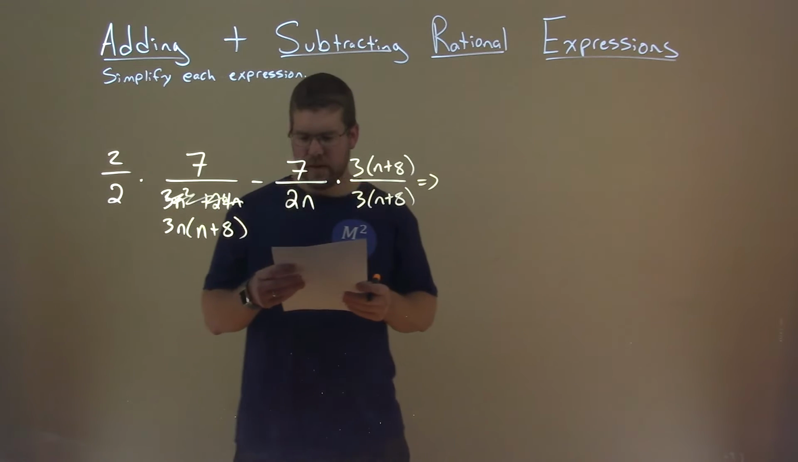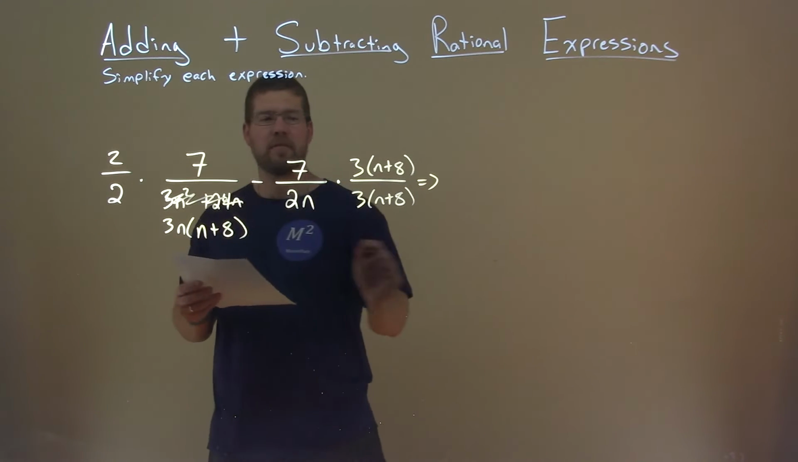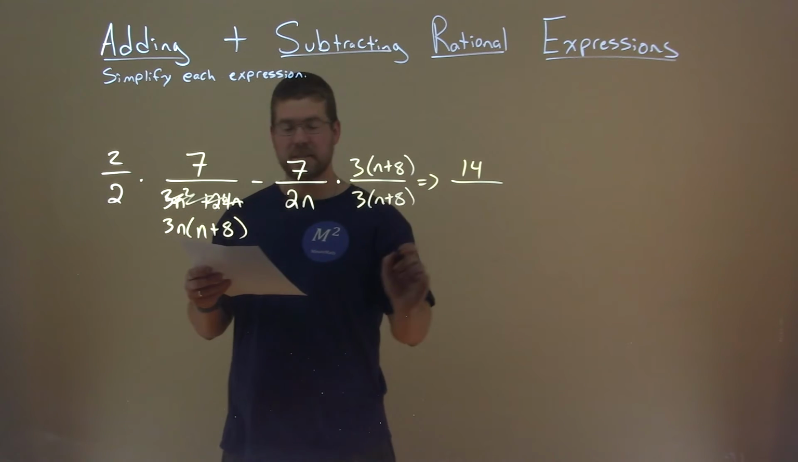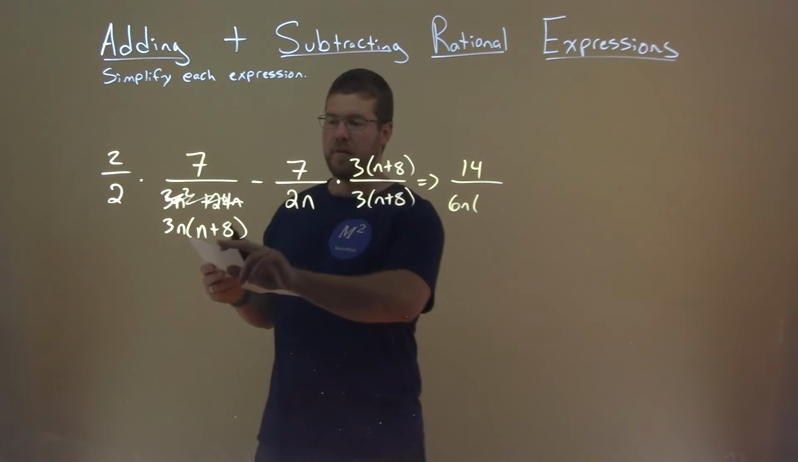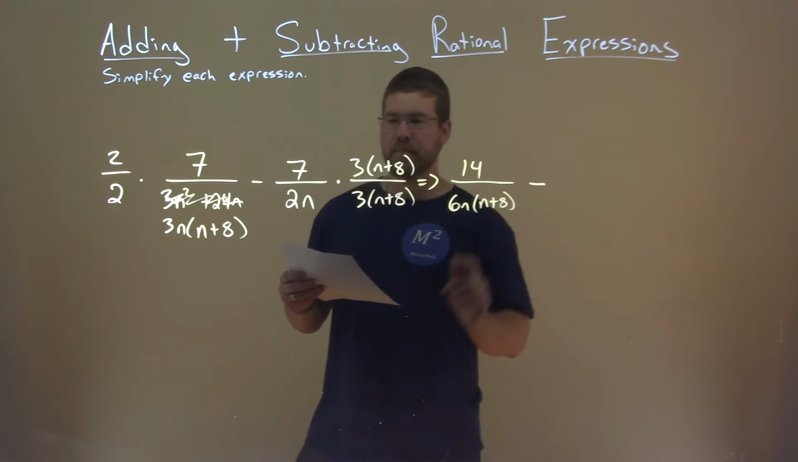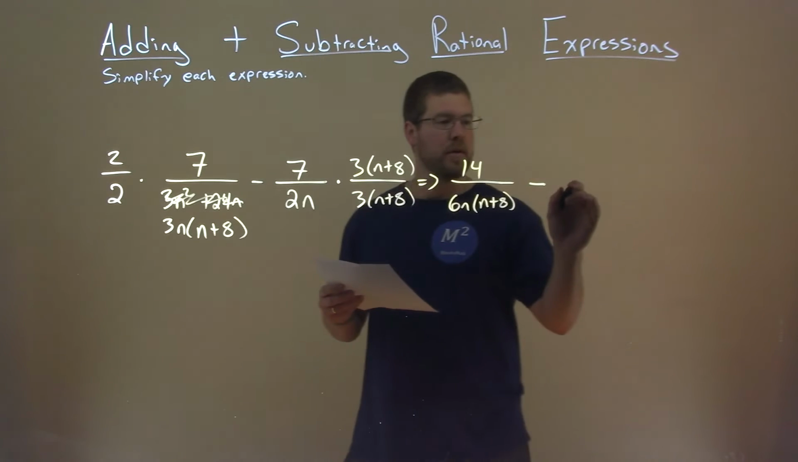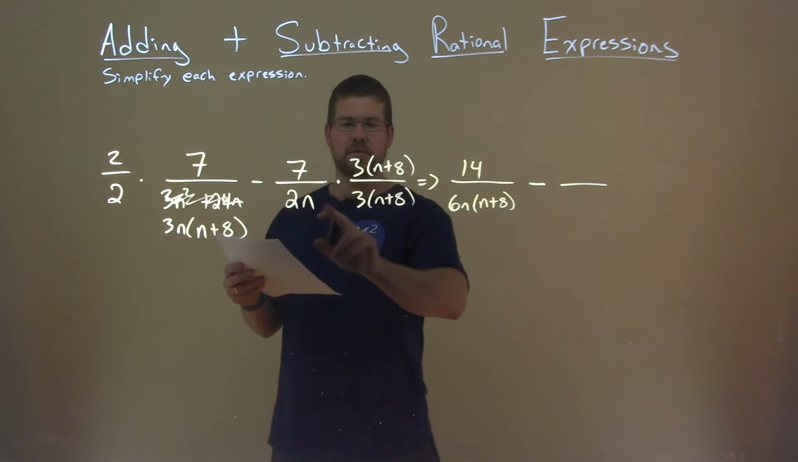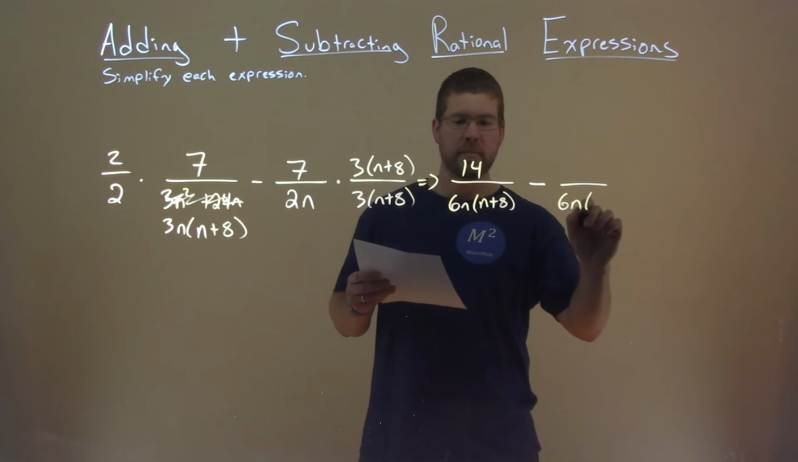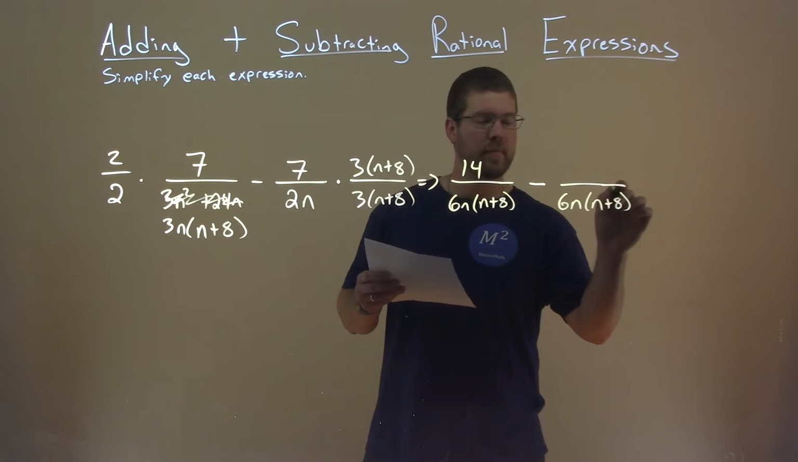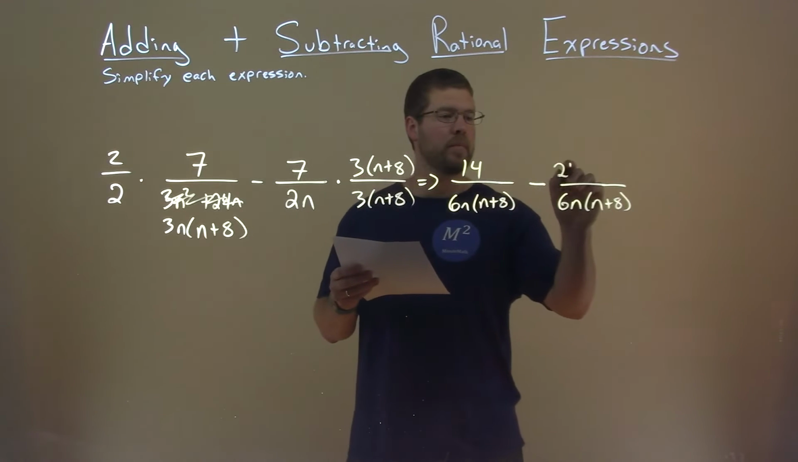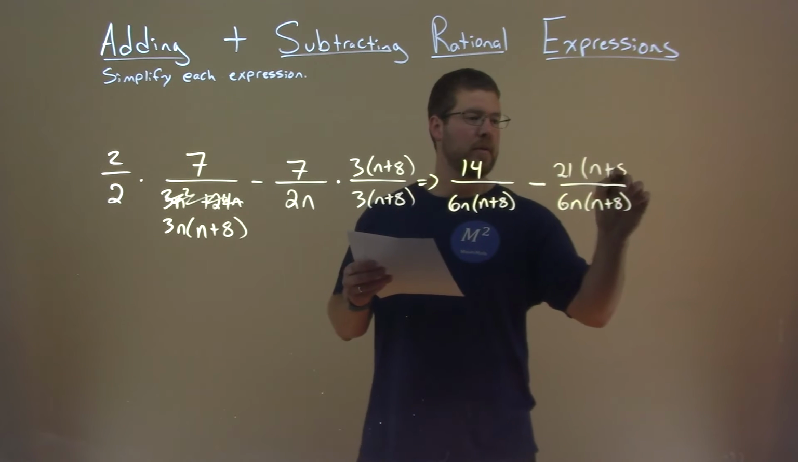So let's simplify this a little bit. 2 times 7 is 14. Over 2 times 3 is that 6n. And don't forget the n plus 8. Minus. Same thing here. Let's look at the denominator first. 2 times 3 is 6. Don't forget the n. And we have n plus 8 here as well. The numerator is, well, 7 times 3 is 21 times n plus 8.